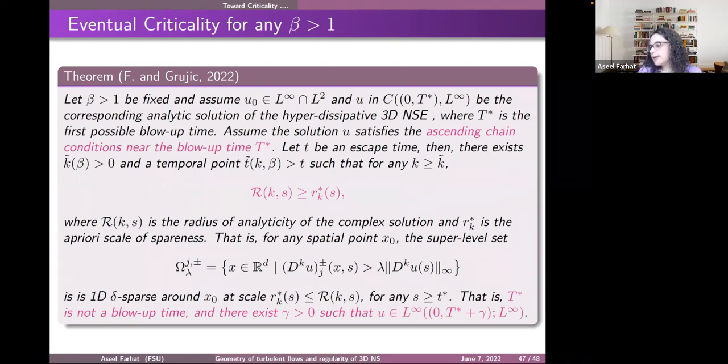But we can prove a bound on the sparsity, but it's not a very good bound. It's not better than the energy class.